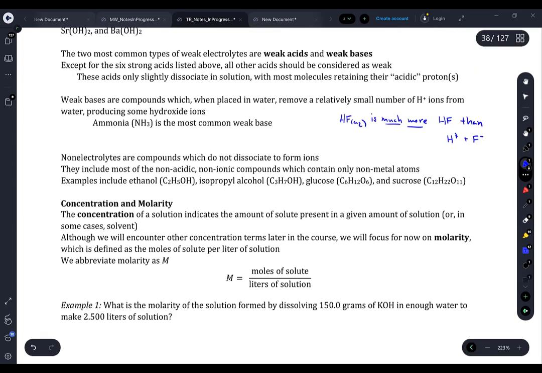As far as weak bases, they are very difficult to describe at this point. But we'll just say right now ammonia is the only real important weak base that you need to know at this point. Okay.